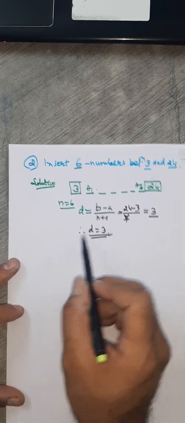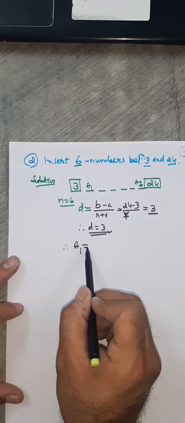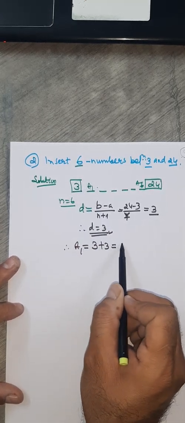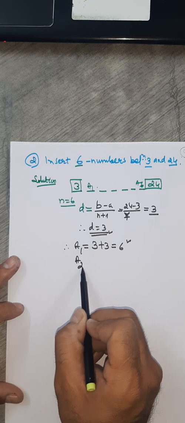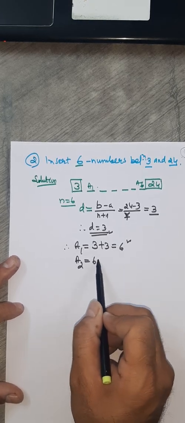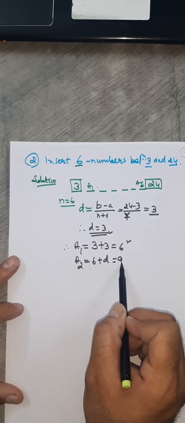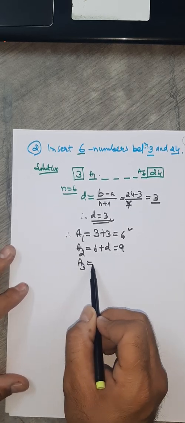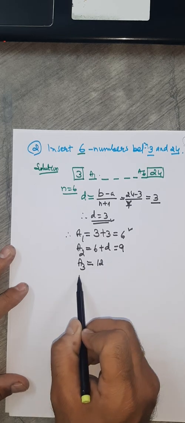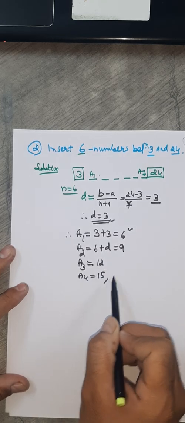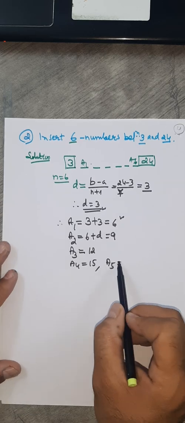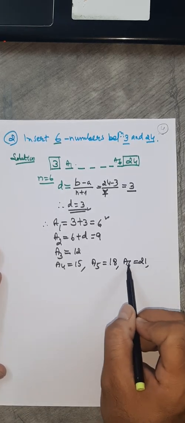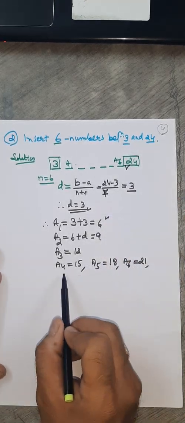Now I know D, so the task becomes easy. What is A1? The first term plus the common difference, so 3 plus 3, which is 6. What is A2? The previous plus the common difference, 6 plus D, which is 9. Now you can write easily. What is A3? It has to be 12. What is A4? It has to be 15. What is A5? It has to be 18. What is A6? It has to be 21. And A7, which is this, 24.